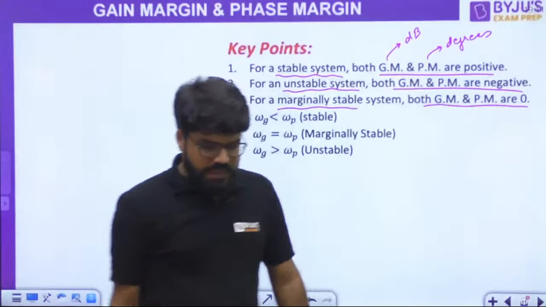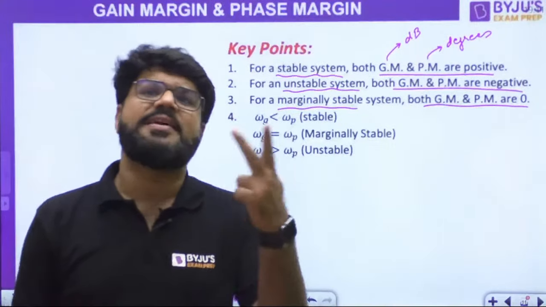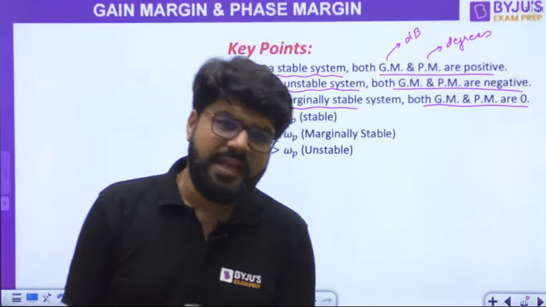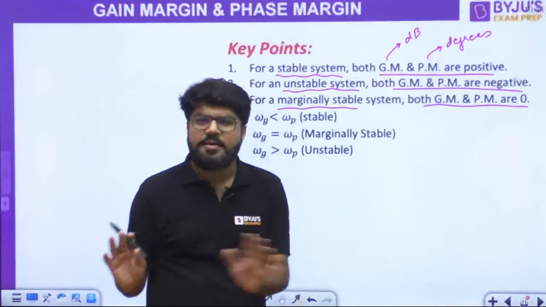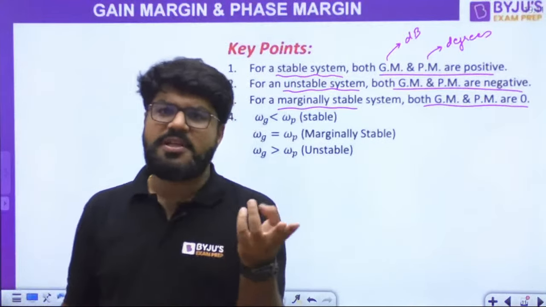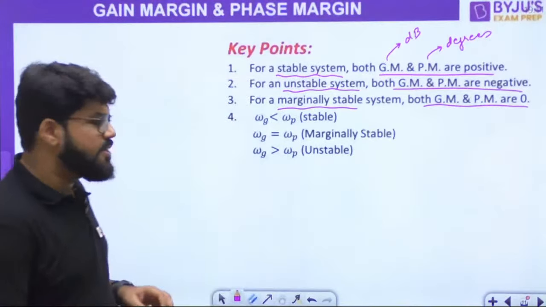That means either both are of the same sign, positive, or both are negative. They will not be of different sign. You will never find the gain margin positive and the phase margin negative. You will not see that. Either they are both positive or both negative. Or if they are both equal to 0, then the system is marginally stable.